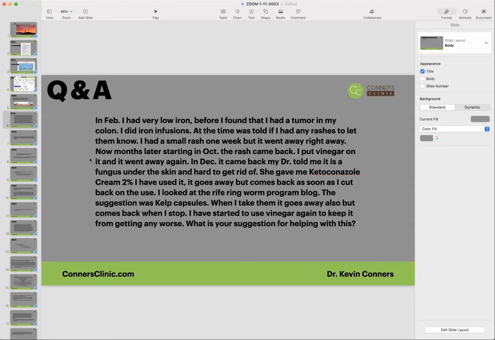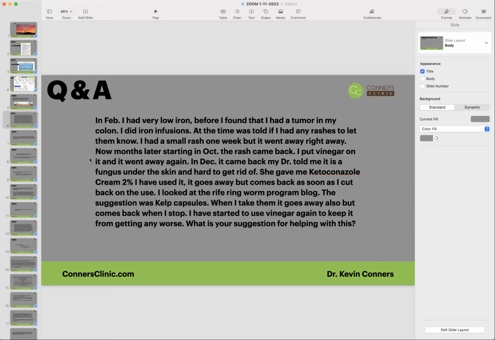So because that is a steroid cream, it will decrease the inflammation, but it certainly doesn't kill a fungus. And it's certainly not going to deal with anything that is subcutaneous or systemic that's causing it. So still not dealing with the cause there. I've used it, it goes away as soon as I cut back on the use.